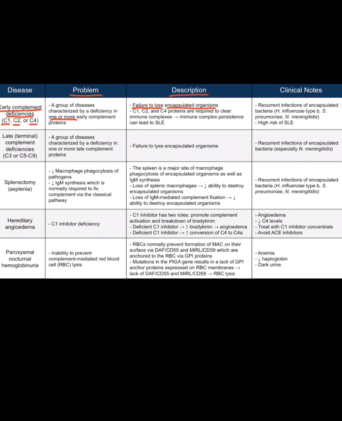So in early complement deficiencies, patients can have recurrent infections of encapsulated bacteria, such as Haemophilus influenzae type B, Strep pneumoniae, and Neisseria meningitidis. But there's another problem that these patients can get, and it centers around the fact that C1, C2, and C4 proteins are all required to clear immune complexes. This results in immune complex persistence, which can lead to lupus. So patients with early complement deficiencies have a high risk of developing lupus.